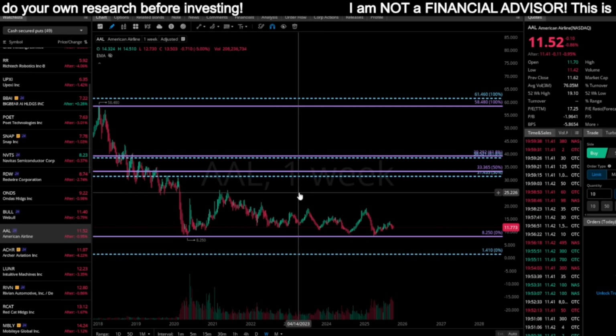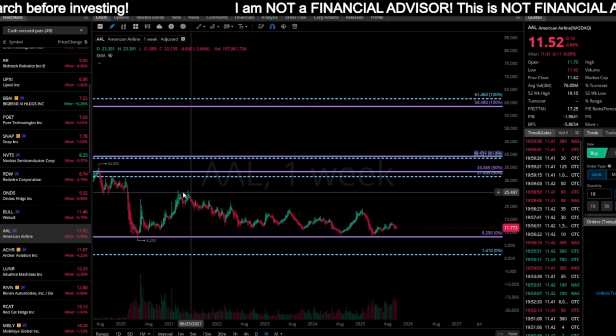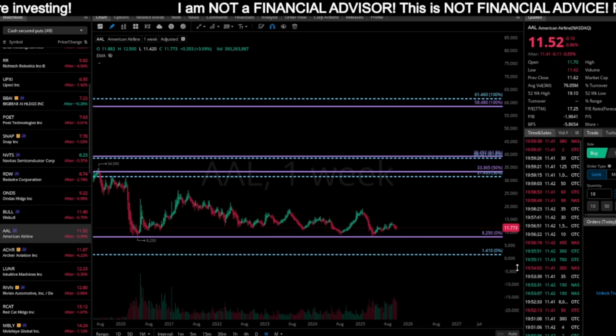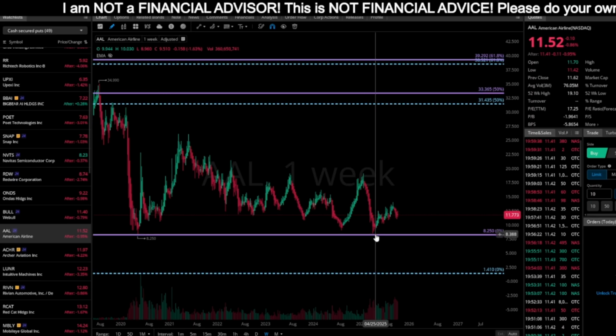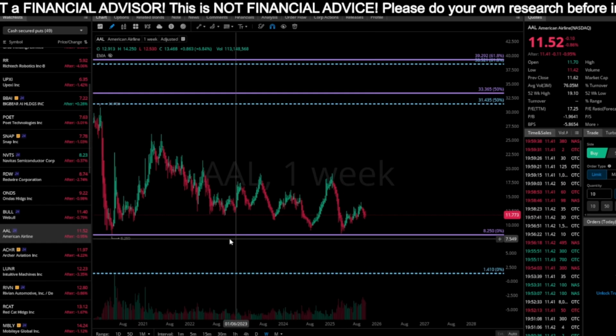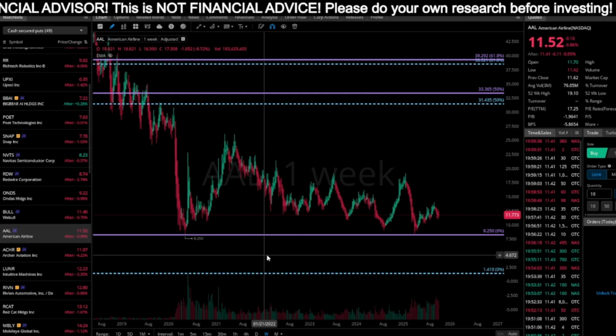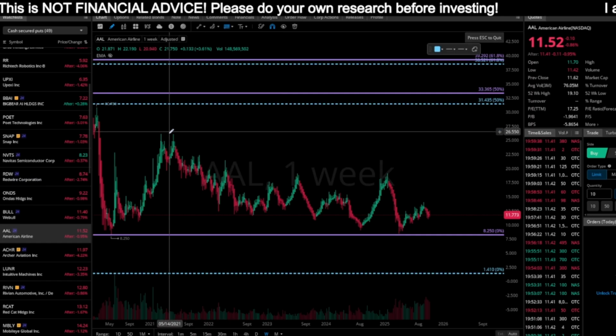Now, the problem that we're going to be looking at here is that ever since the pandemic, American Airlines has kind of been not doing too much. But take a look at this, though. Here's my nice little level. Oh, we got a nice little bounce right at about $8.50, almost down to the penny of my purple one from before. So now I'm looking at a more recent weekly level here for these fibs.